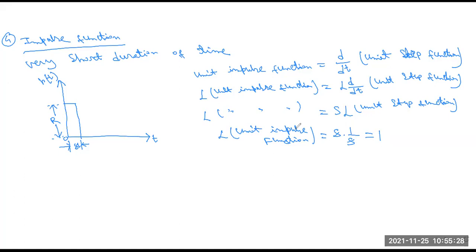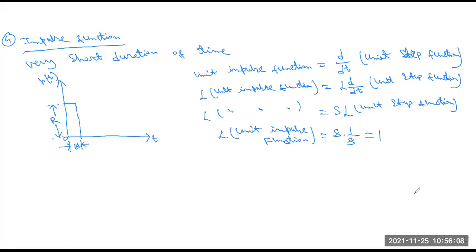Okay, so please remember these things when you apply any impulse function in time domain analysis. It is basically used for very short durations of time. That means we apply it from the starting point over a very short interval, delta t. So the unit impulse is d/dt of the unit step function with respect to time. Taking the Laplace on both sides, the Laplace of the unit impulse function equals 1.